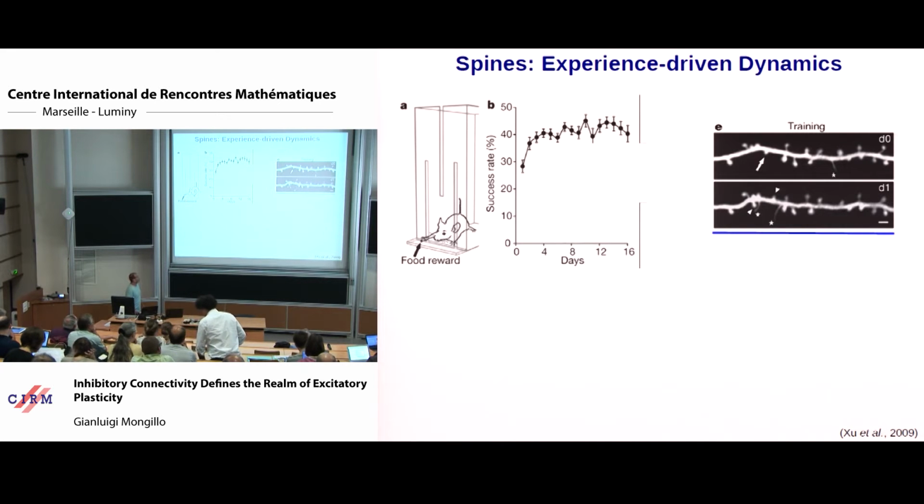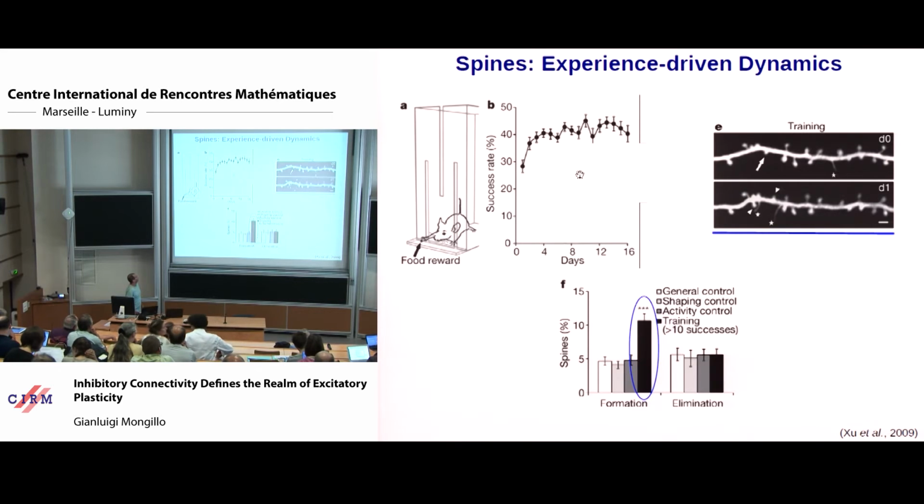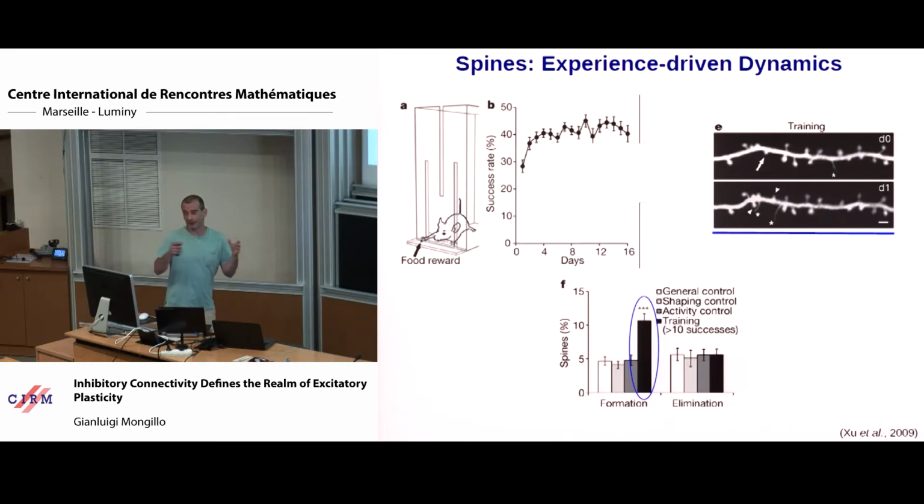You can do this more systematically, and then what you discover is that as a result of the training, you will have a specific increase in the rate of spine formation as compared to the different control conditions. Okay, so this is very nice. Probably there are also changes in the volume, but they just looked at the number of spines.